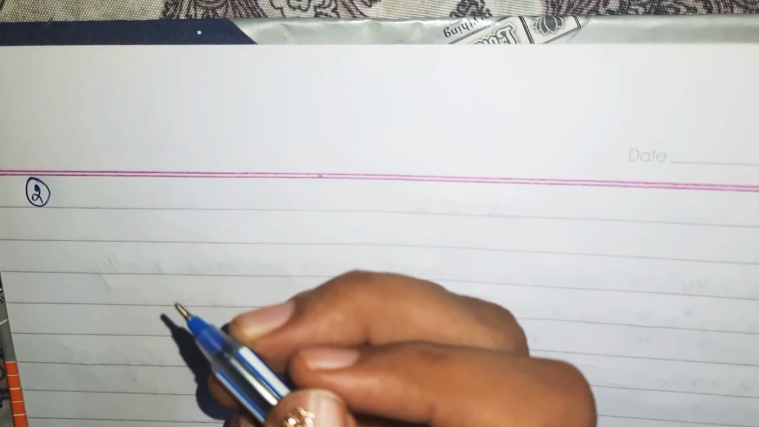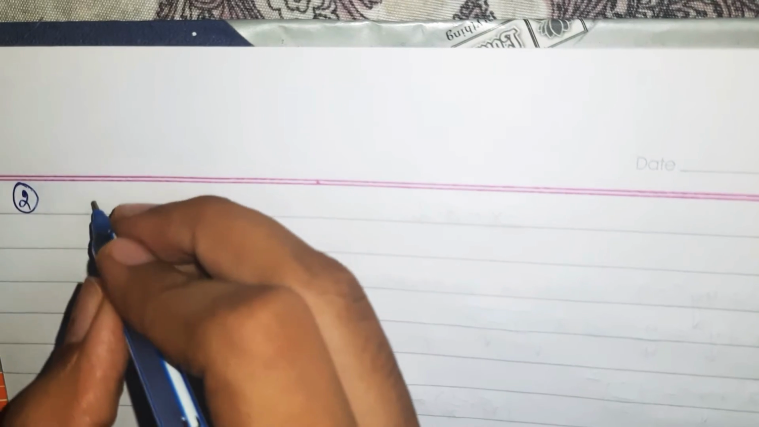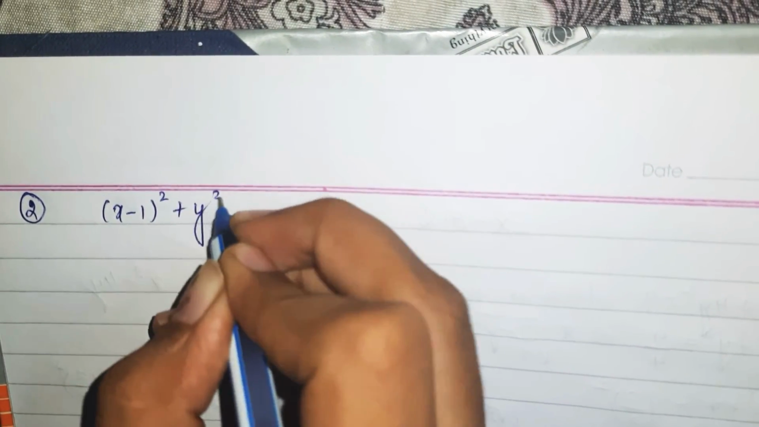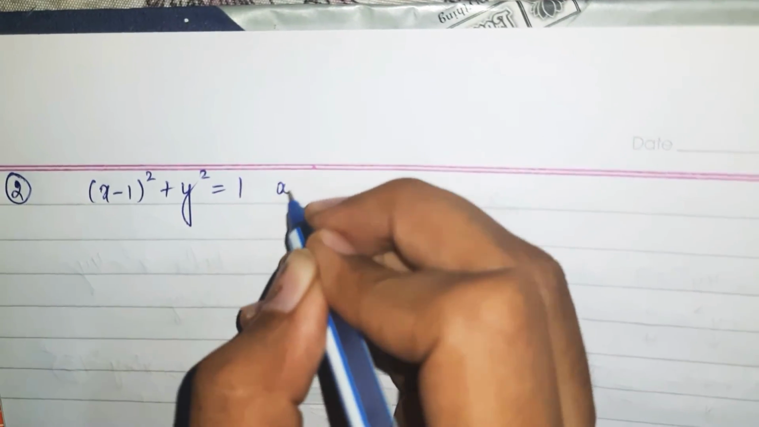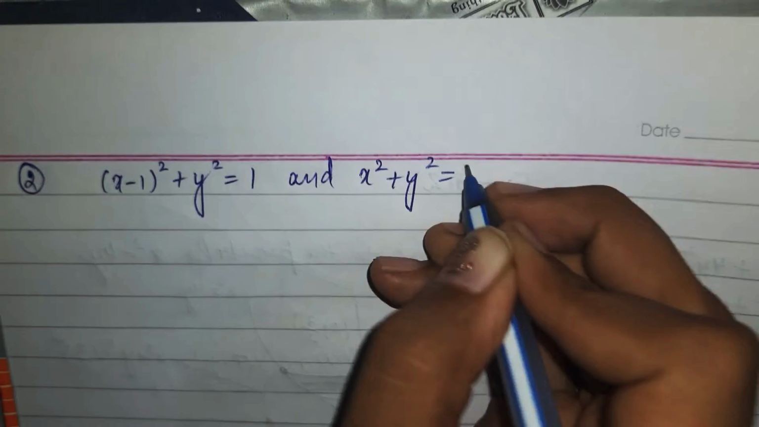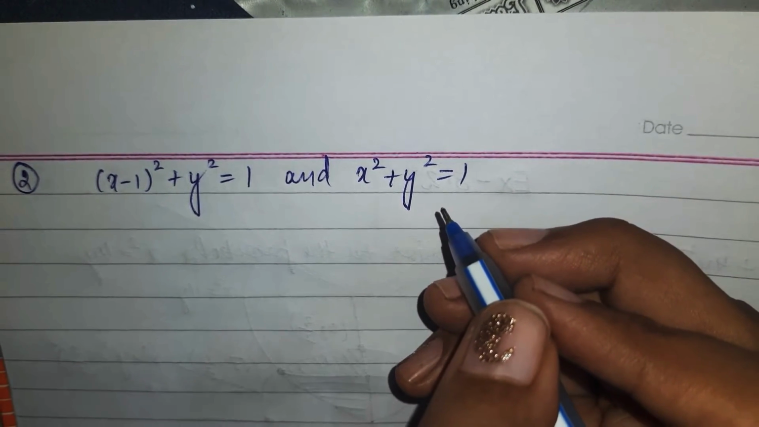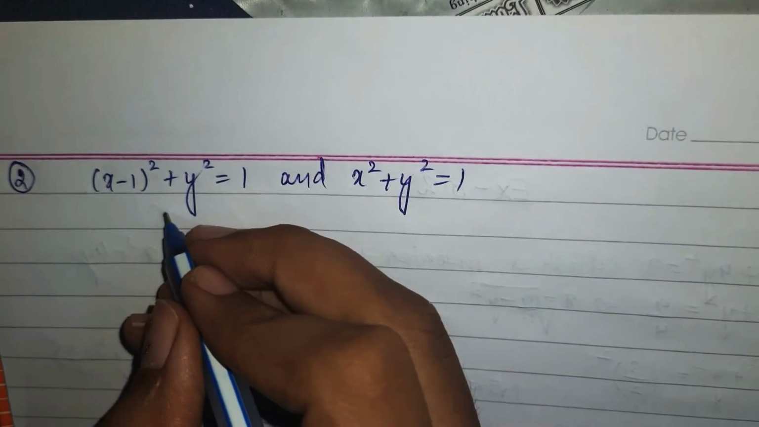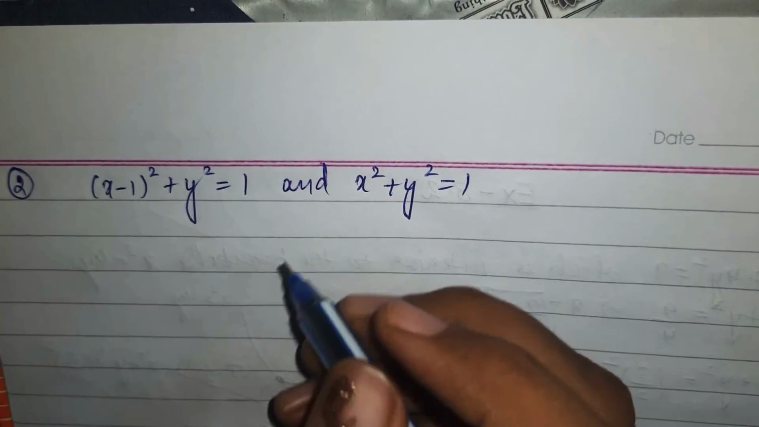In question number 2, find the area bounded by the curves (x minus 1) square plus y square, which is equivalent to 1, and x square plus y square, which is equivalent to 1. That means find the area bounded by these two curves. So these two are circles.